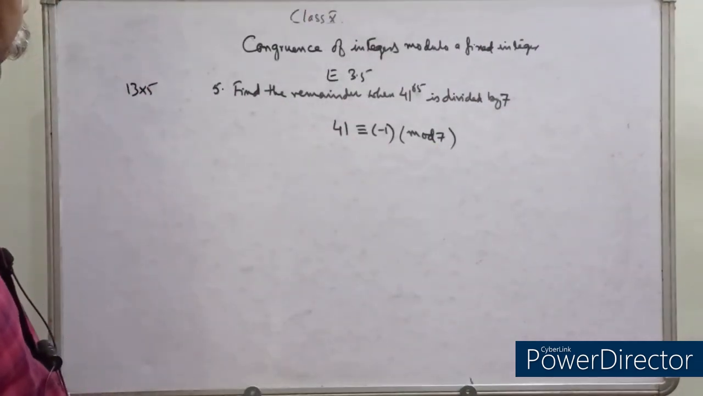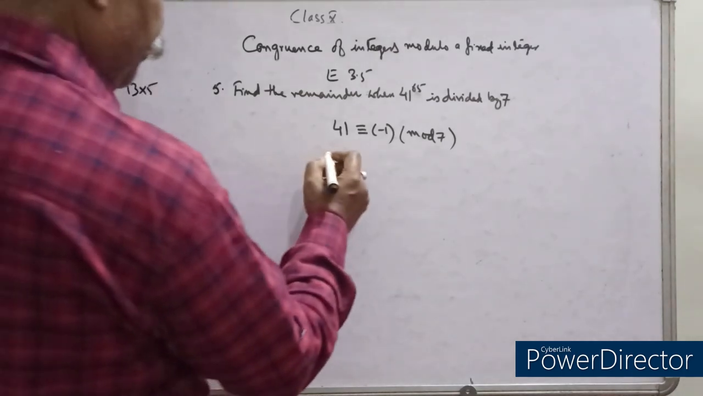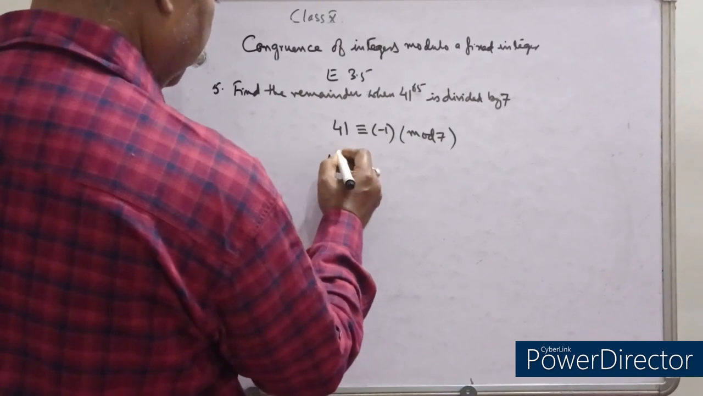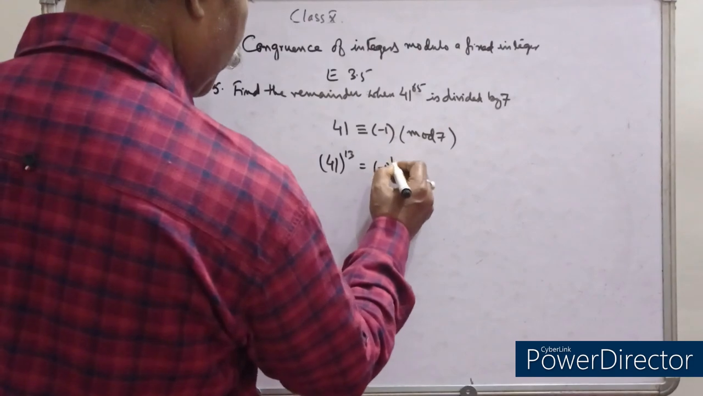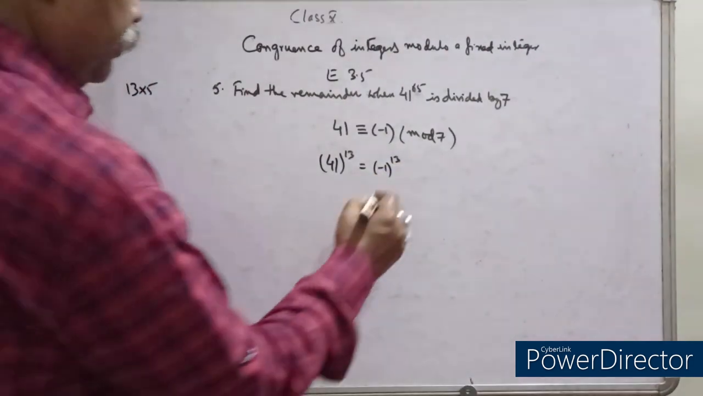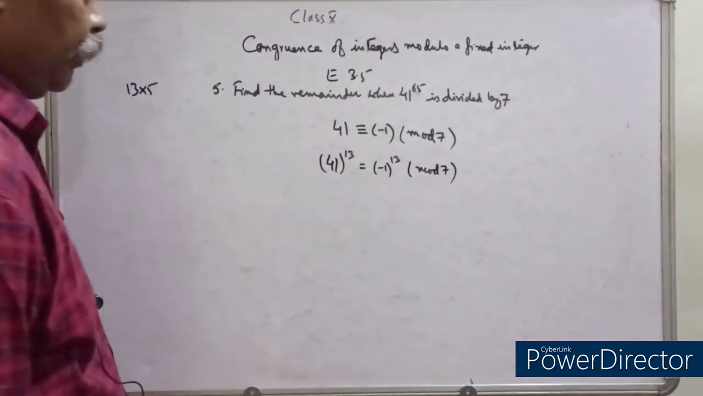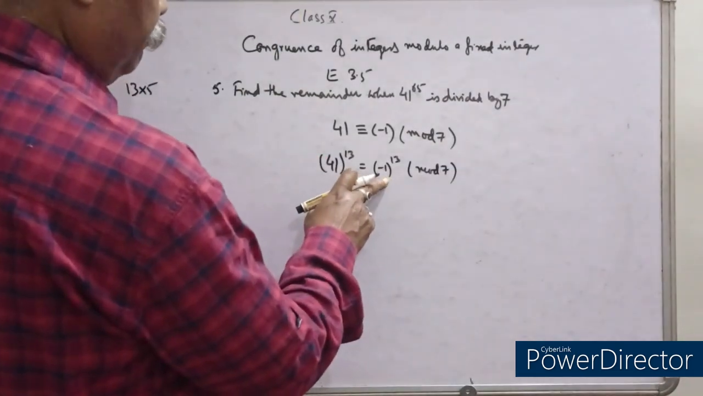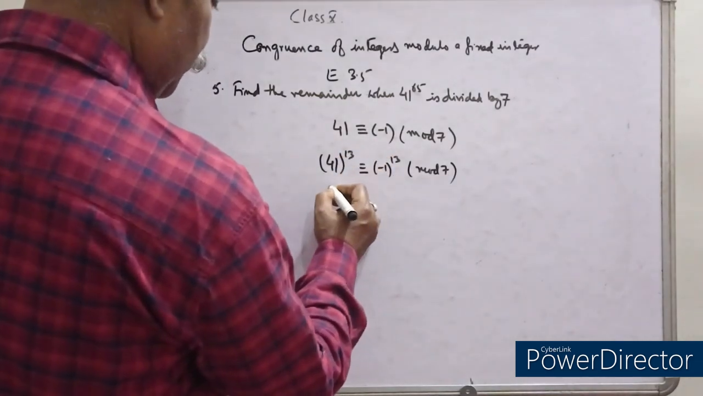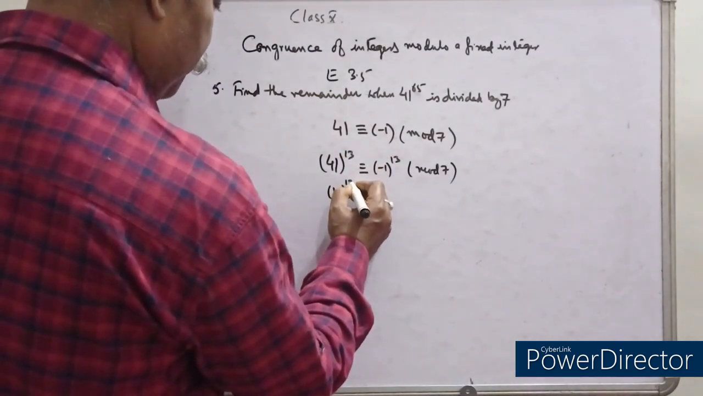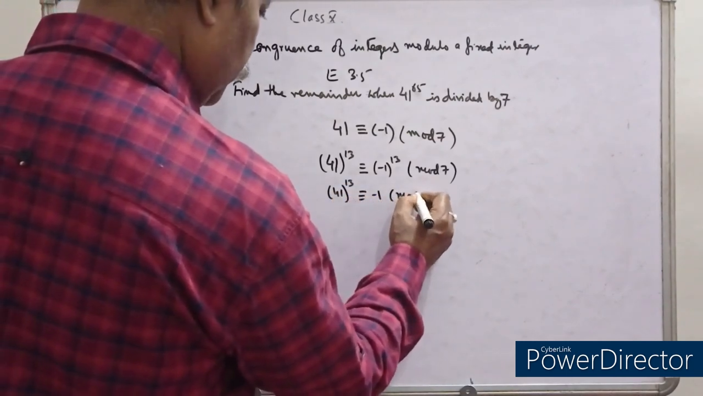Now I take power 13 on both sides. So if you take 13 on both sides, 41 to the power of 13 is congruent to minus 1 to the power of 13 mod 7. Because the power is odd, your answer will be negative. So 41 to the power of 13 is congruent to minus 1 mod 7.